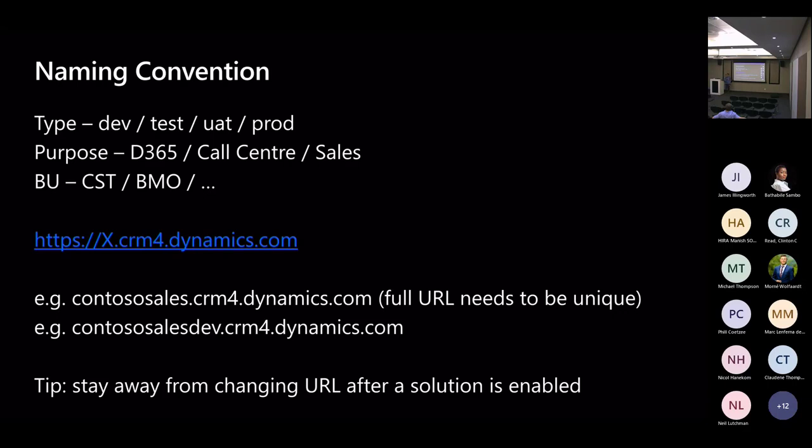I've seen various different naming conventions for environments that include stuff like who's the BU that owns it, is it dev, test, or prod? Those are probably the two most common things to put in there. And maybe what's the purpose? So if it's got D365 enabled, put D365 in the name. If it doesn't have D365, don't.